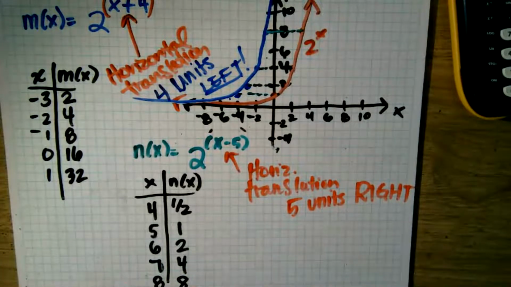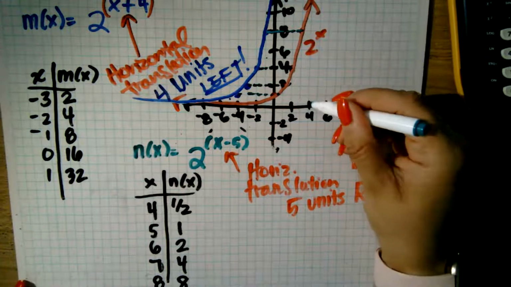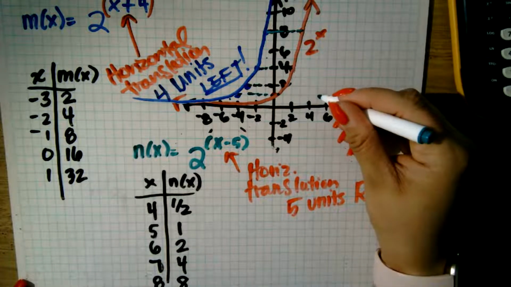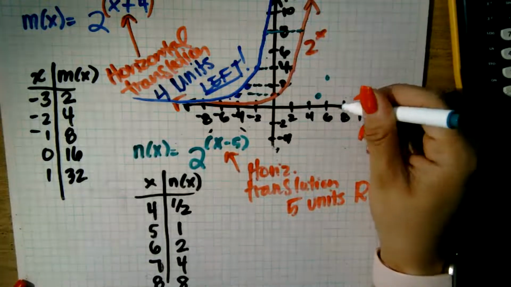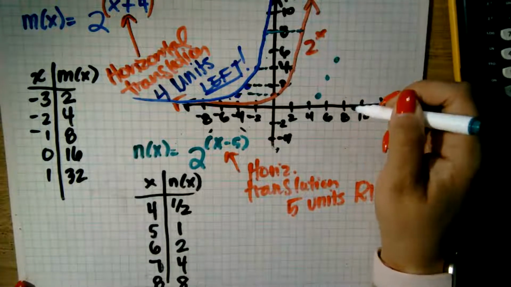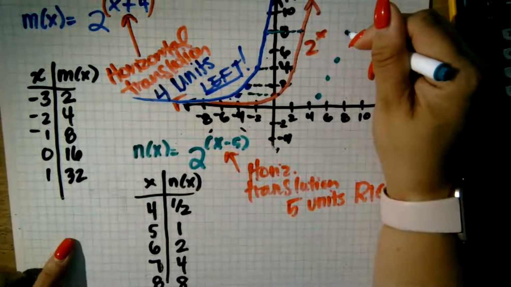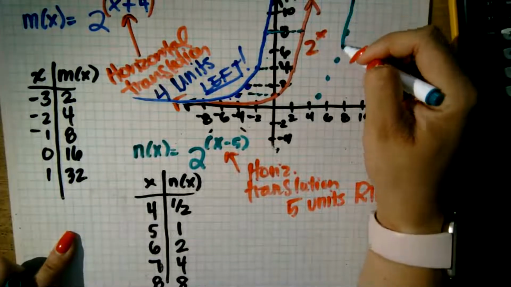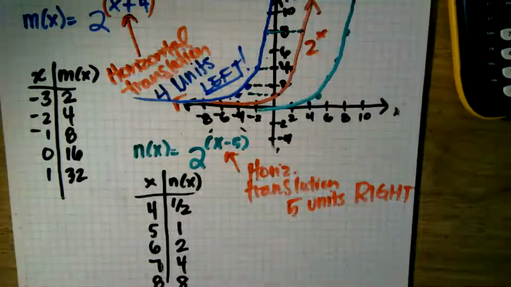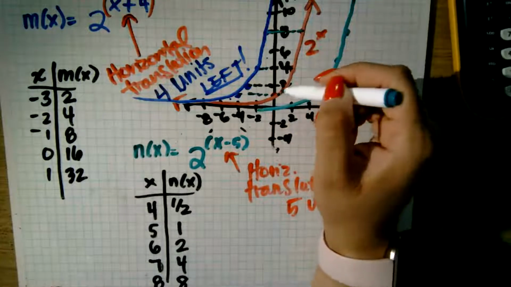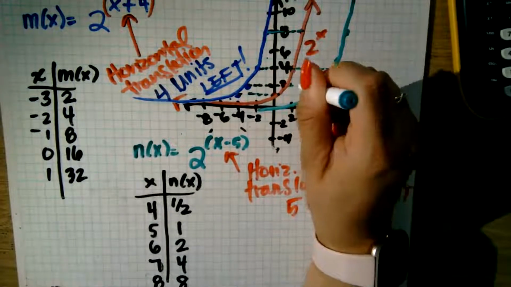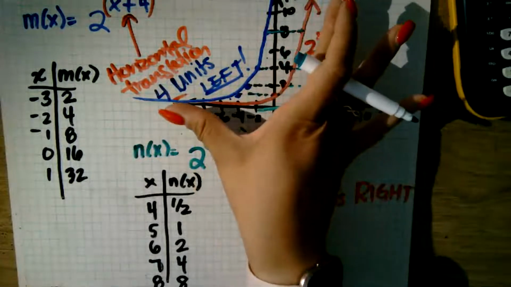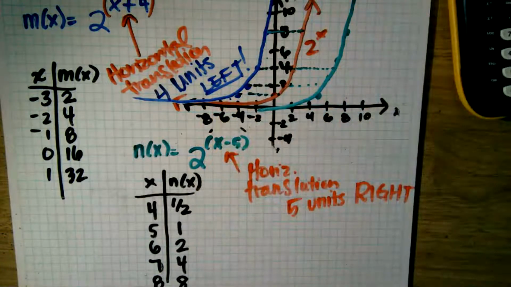So let's go ahead and graph this guy and see if it's true. At 4, I'm at half. At 5, I'm at 1. At 6, I'm at 2. At 7, I'm at 4. And at 8, I'm at 8. So, right there. And so here we go. Do you notice, again, we always compare against my 2 to the x. That's my parent function. It's like me taking that 2 to the x and shifting it 5 units to the right.